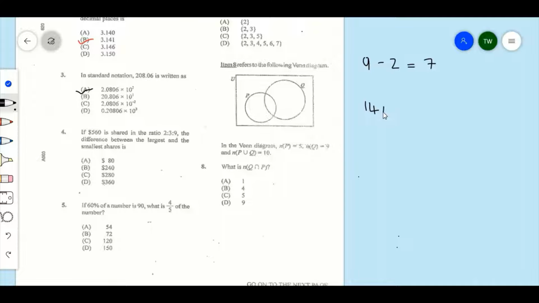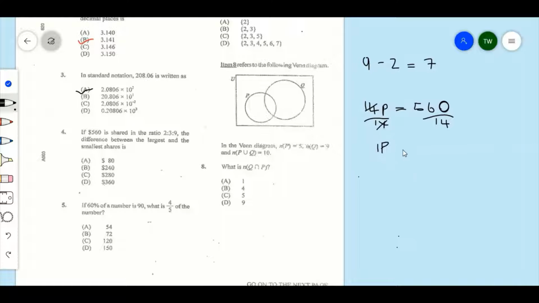So let's put P for parts. So it's going to be 14 parts is equal to the total amount of money that is shared, which is 560. Now from this, we can find what one part would equal. So all we need to do is to divide both sides by 14. Then 14 will cancel out 14, and we're left back with one part here.